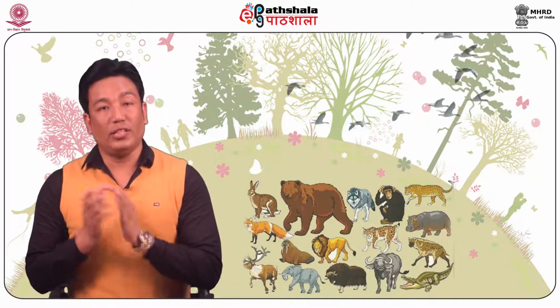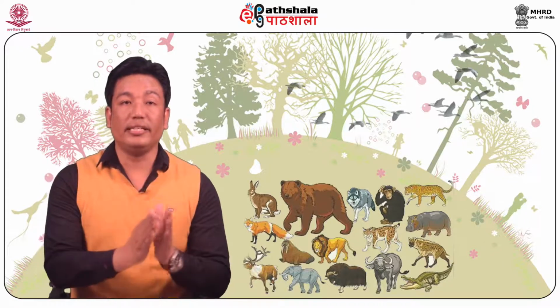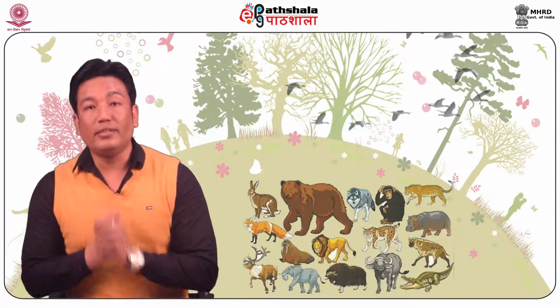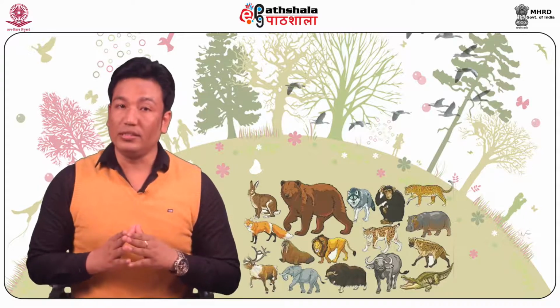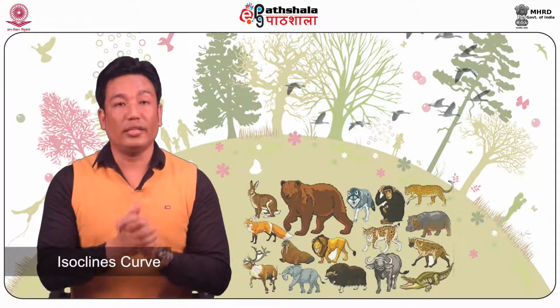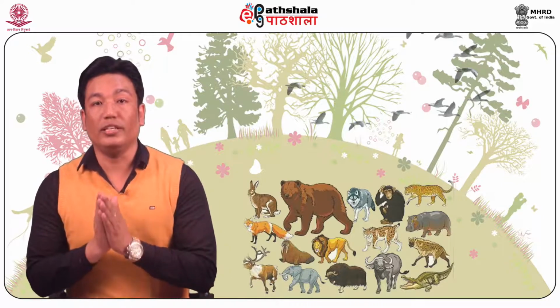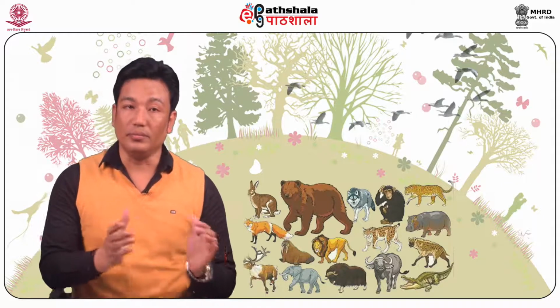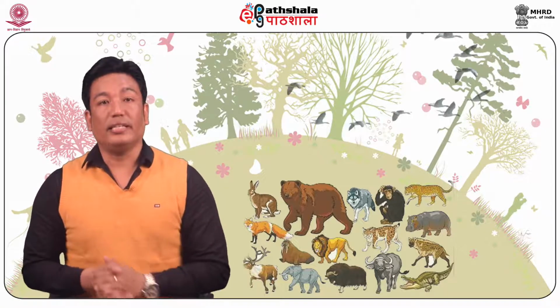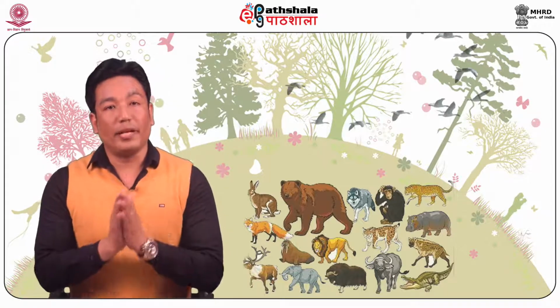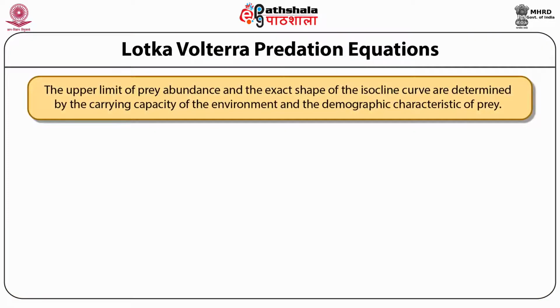On the right side of the hump, the dominant limitation is the intraspecies competition between prey populations that causes the isocline to fall off, whereas on the left side of the hump, the predator limits the increase in prey population. The upper limit of prey abundance and the exact shape of the isocline curve are determined by the carrying capacity of the environment and the demographic characteristics of prey.